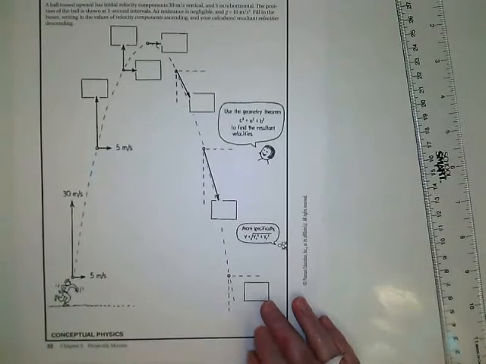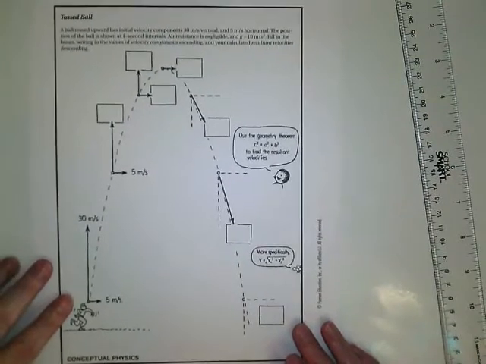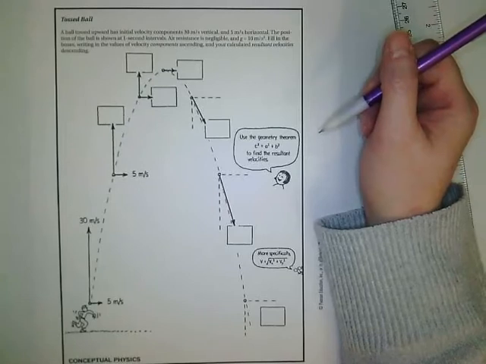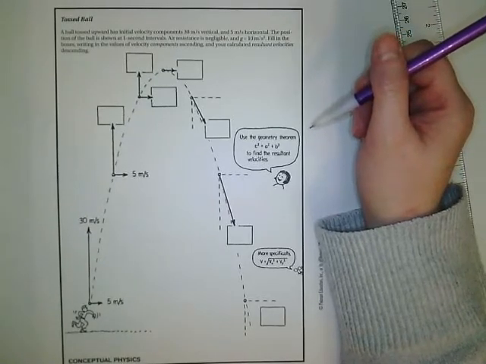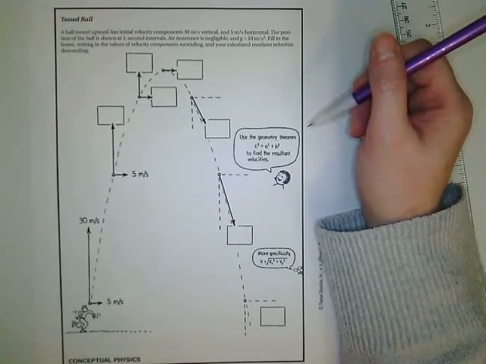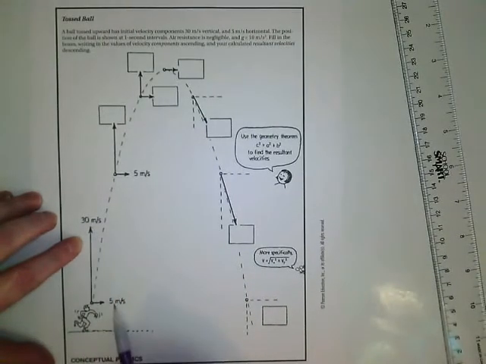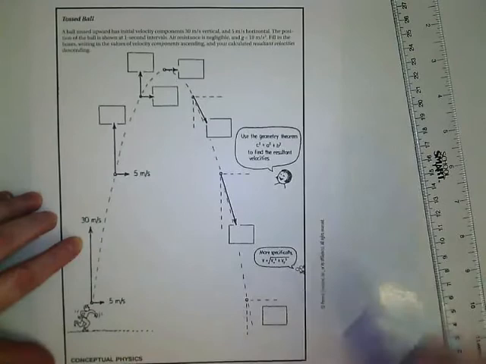So now we're going to use this idea to look at this tossed ball. We're going to use some of those same things that we were just doing on this tossed ball. A ball tossed upward has initial velocity components of 30 meters per second vertical and 5 meters per second horizontal. So we see that here, right? 30 meters per second vertical, 5 meters per second horizontal.